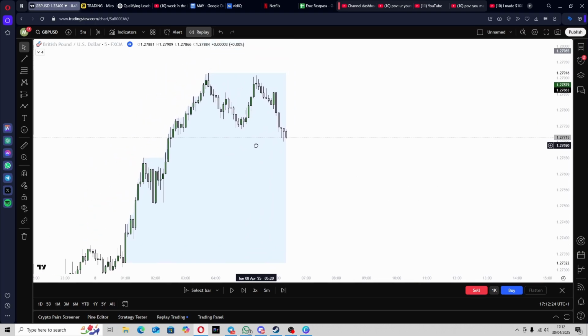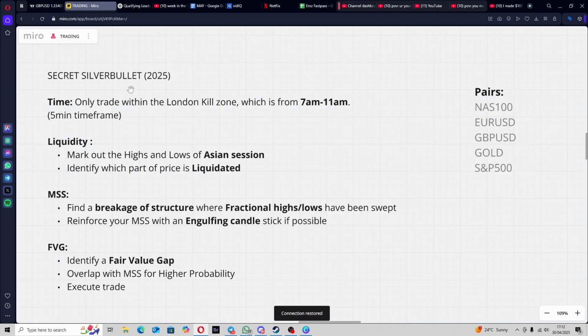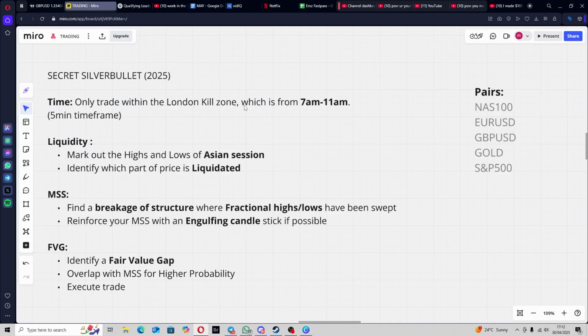So you can see the chart right here and you can see the blue area. This is an indicator called Asian Session Range. You can search it up if you really want it. So what you're going to be doing is only trading within the London Killzone, 7 a.m. until 11 a.m. on a 5-minute time frame. These are all the pairs that it works on right here on the right.